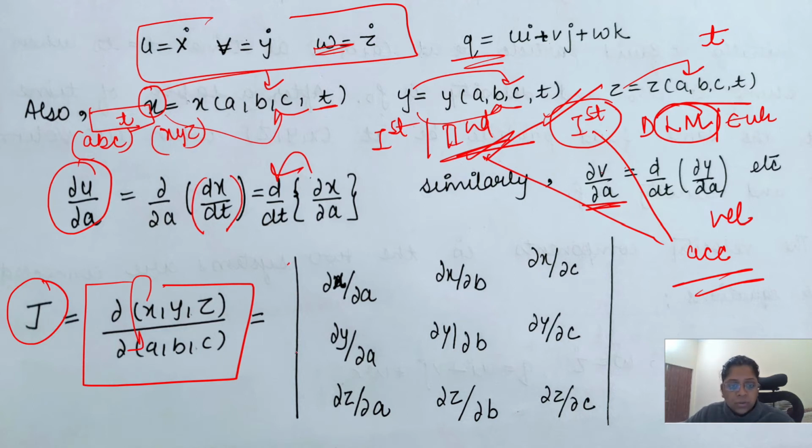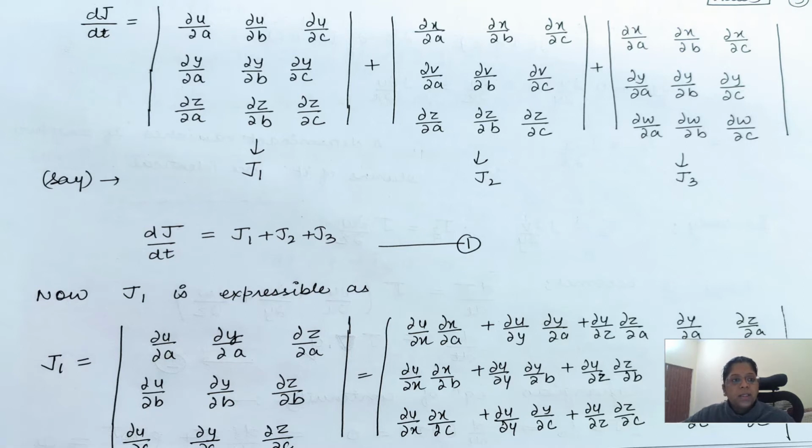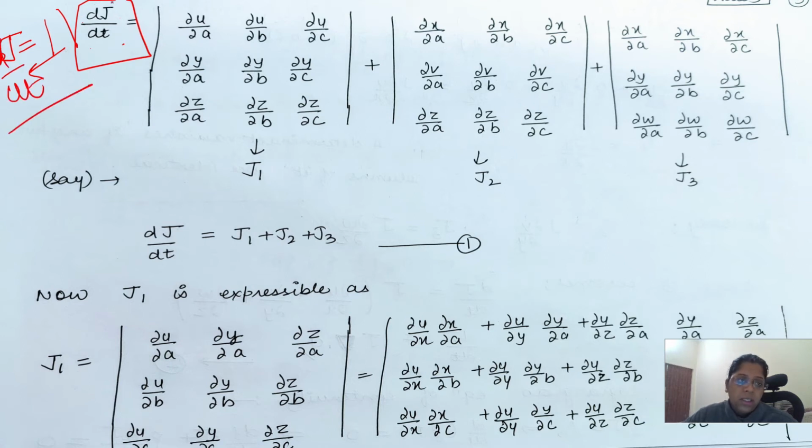Fine. So we can expand it: del x by del a, del x by del b, del x by del c, del y by del a, del y by del b, del y by del c, del z by del a, del z by del b, del z by del c. Now we can expand this more. First we have to write dj by dt. In the previous step we found J, and now we want to find dj by dt. What is dj by dt?